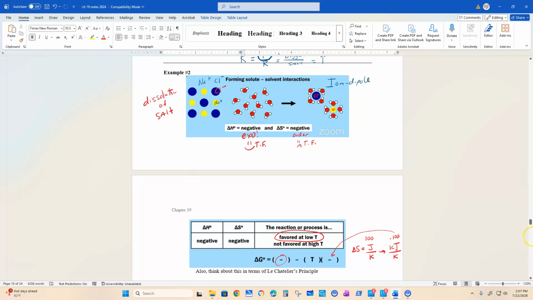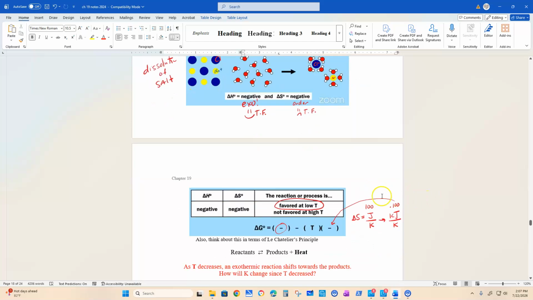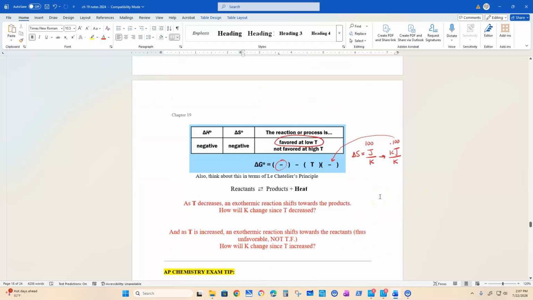Okay, so that's why you have to be able to do both ways. Can you see it without actually plugging it in? And can you predict? And then obviously the easier way is calculating. So now if my delta H is exo, that means my heat is a product. So if, let's just say, I decrease the temperature, okay?